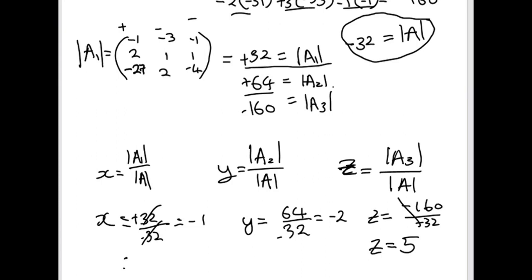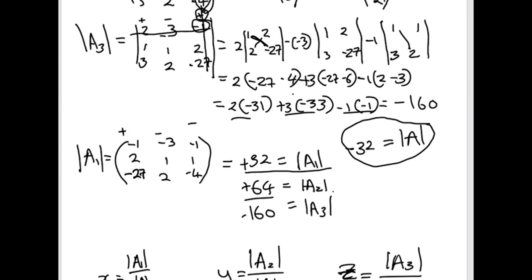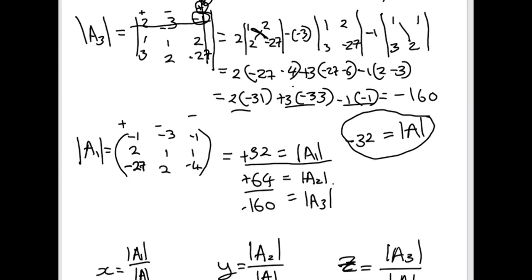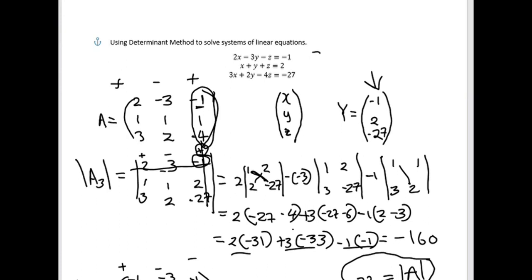Therefore, the solutions for this equation, my x, y, and z: my x is equal to negative 1, my y is equal to -2 and my z is equal to 5.